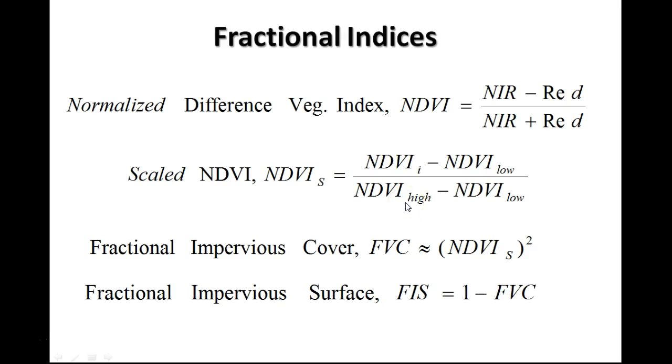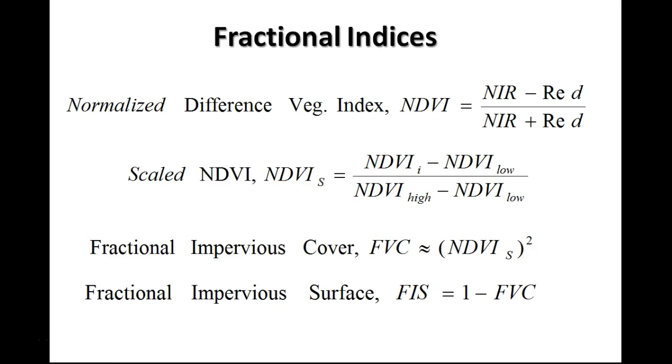The normalized difference vegetation index is calculated by taking the difference of the near infrared and the red band and dividing that by the sum of the near infrared and the red one. And then scale the NDVI.